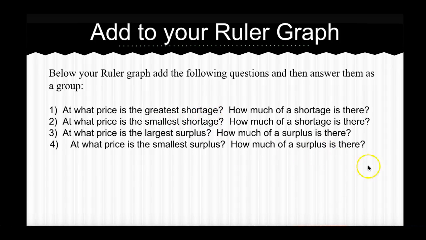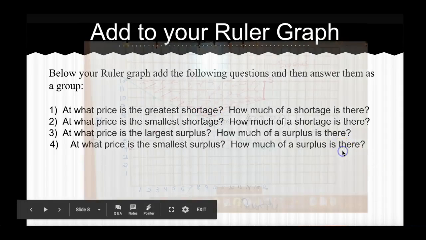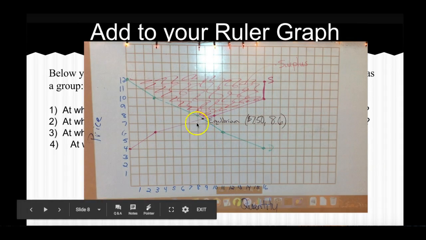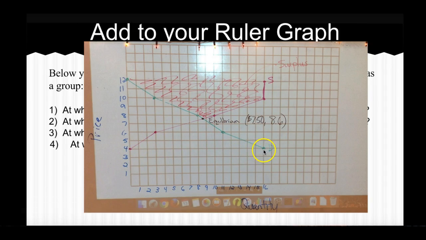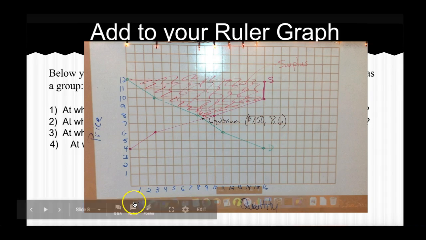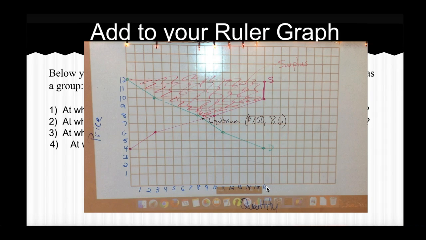So, greatest shortage. Remember, shortages are below equilibrium, so your greatest shortage is going to be furthest away from equilibrium. At $4 is going to be your greatest shortage, because at $4 there are 0 supplied and 16 demanded. So the amount that is going to be short is 16 minus 0, which is 16.